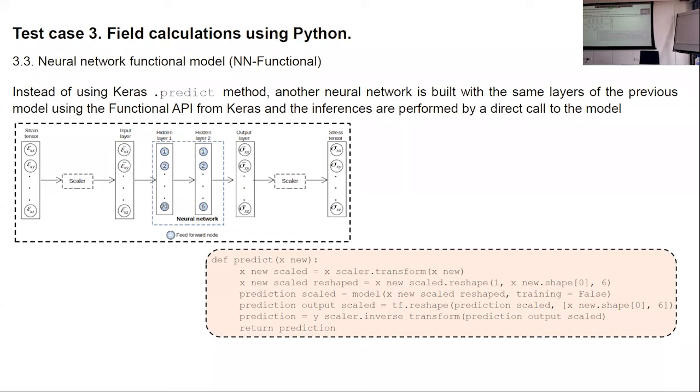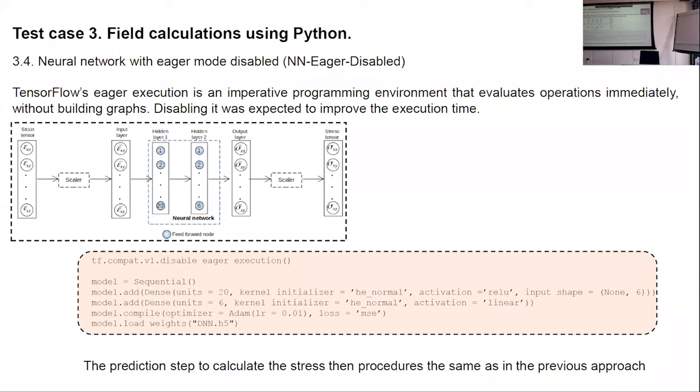We also read that there is something called the eager execution environment in TensorFlow, and that if you disable it, the code is also accelerated, and there were several comparisons over there. So we gave it a try, and you can see that here. This is the fourth case.